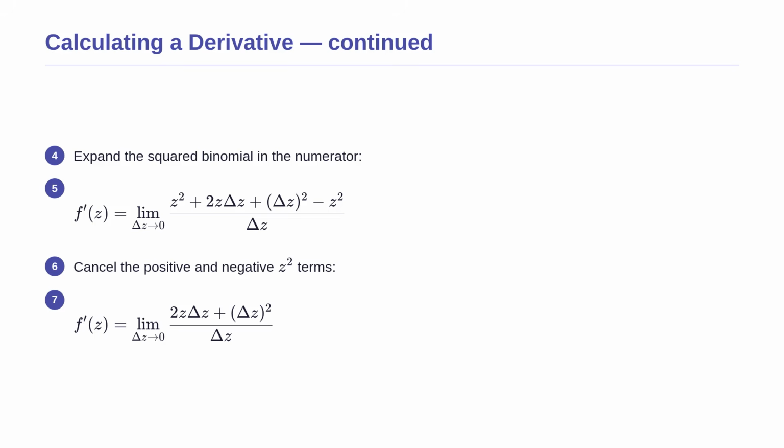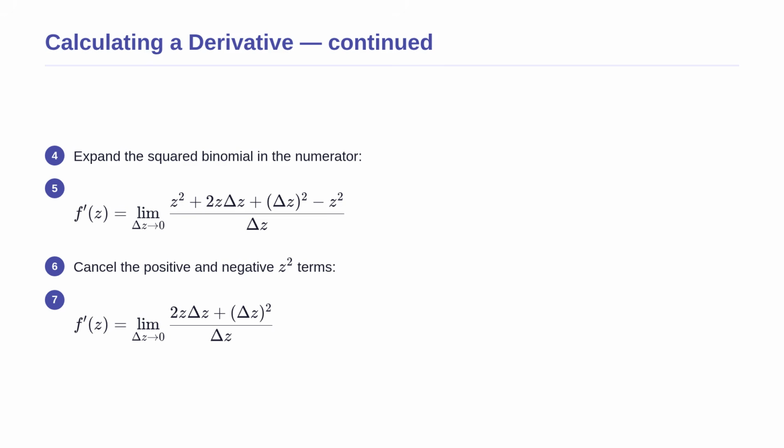Continuing with our calculation, we expand the squared binomial in the numerator using standard algebraic rules. This reveals 3 separate terms, allowing us to see exactly how the tiny step interacts with the original position.